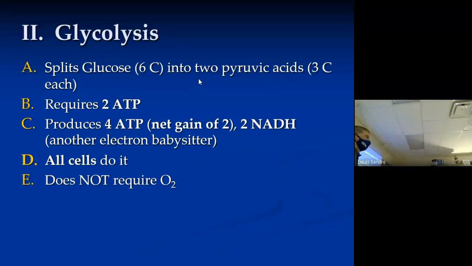And since all prokaryotic cells don't have membrane-bound organelles, it doesn't require mitochondria either. Happens right out there in the cytoplasm, in front of God and everybody.